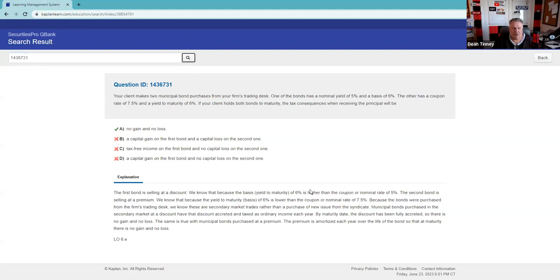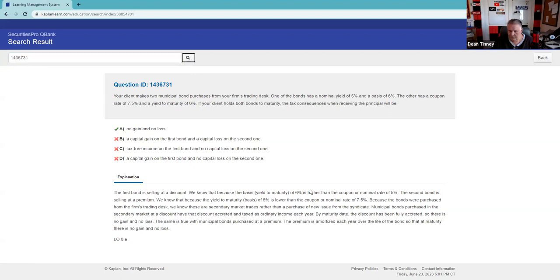6731. Your client makes 2 municipal bond purchases from your firm's trading desk. One of the bonds has a nominal yield of 5. Now that's important, because remember, nominal yield also means the fixed or stated rate of return. That also means the coupon. And basis is the fancy word for yield to maturity.